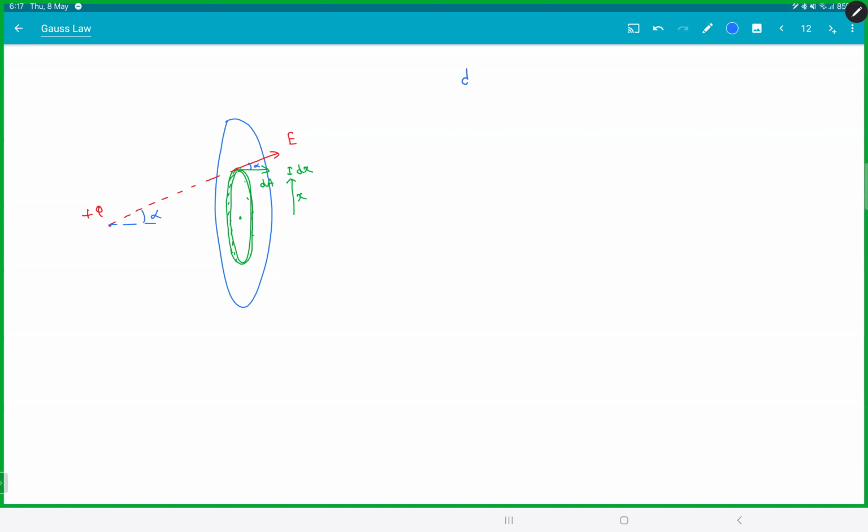So what is the area vector dA? 2 pi x, circumference, into thickness. So what is the flux on this thin ring? Field E, dA, and the angle is cos alpha. What is E? K Q by R square. 2 pi x dx cos alpha.